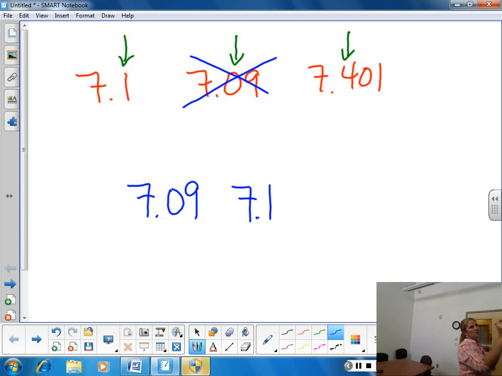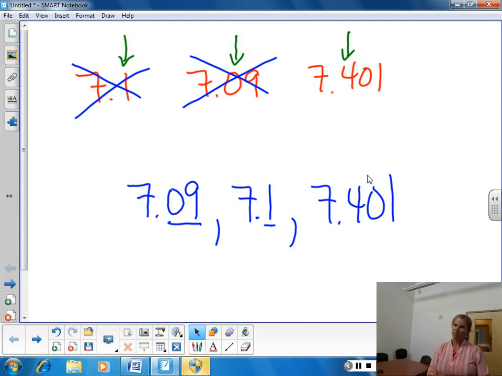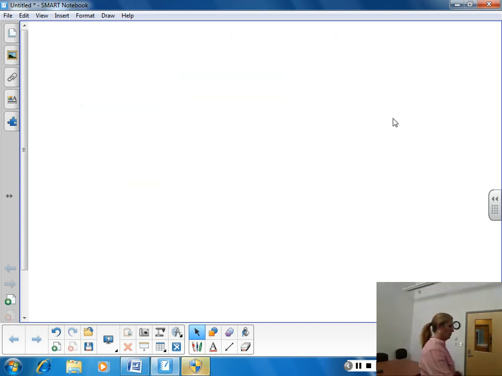So 7 and 1 tenth is the next number on my list. And finally, the 4 in the tenths makes that the largest. Notice that this has 2 decimal places, and this one only has 1, but the 2 decimal places is still smaller. It depends on what number is in the tenths place that makes the difference, not any other way.